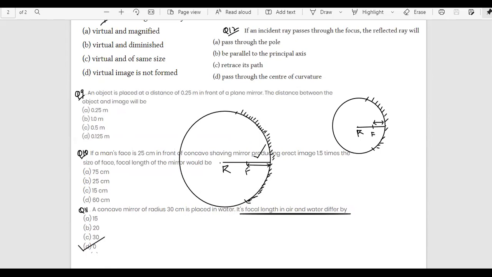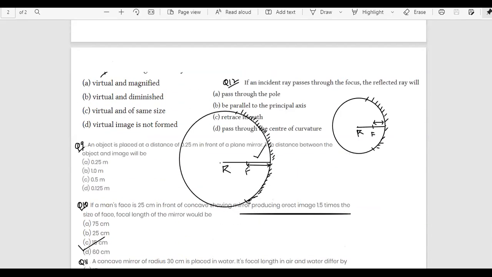Sure, sir. Yes, sir. Okay, let's move further. Do question number 12.